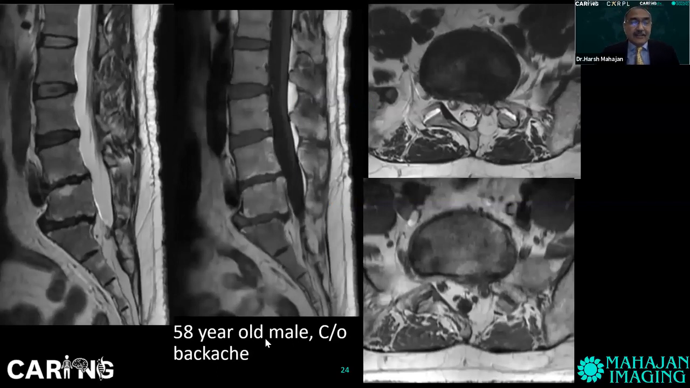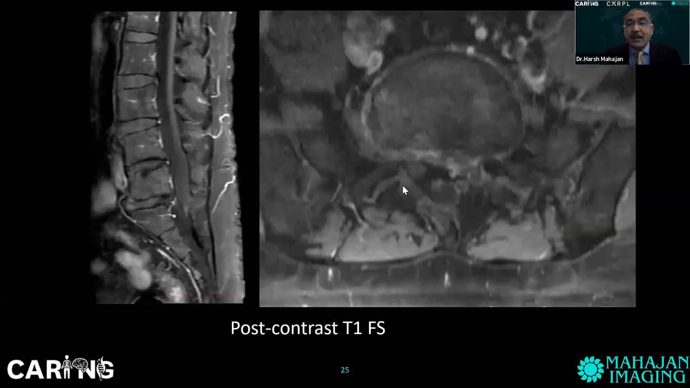Another 58-year-old with backache, and here you see that there is hardly anything that you can say on these plain axial images. Of course, there's some signal alteration in the epidural fat here. After giving contrast, you see that this is epidural fibrosis, seeing this inhomogeneous contrast enhancement.